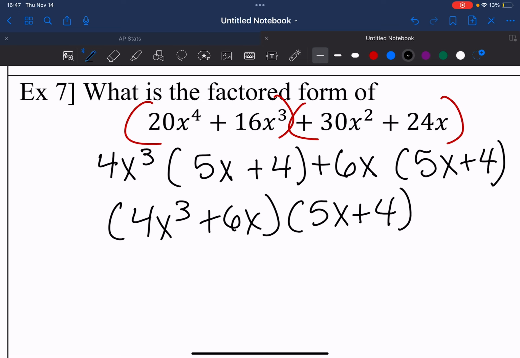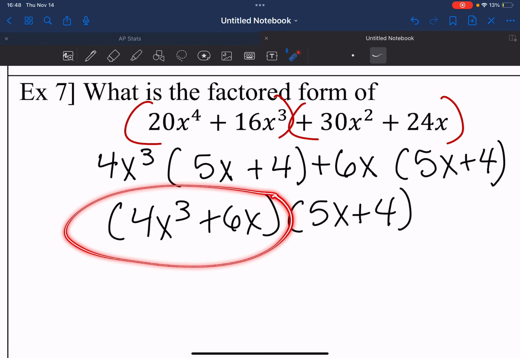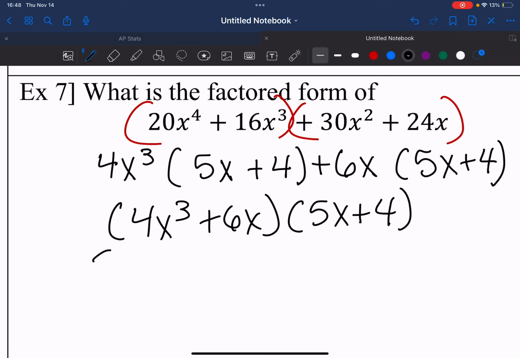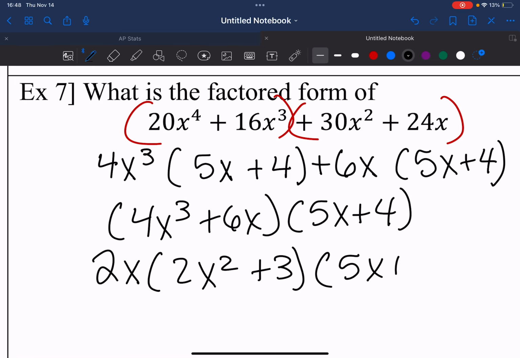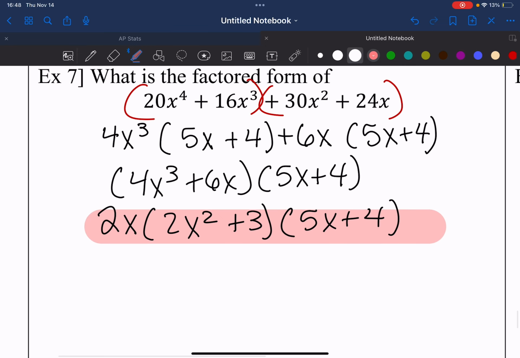Well, this cannot be my answer because if I look at this first parenthesis, it looks like I can still take out another GCF. So that's what I'm going to do. So I can take out a 2x, and I'm left with 2x squared plus 3, and then 5x plus 4. Now this is simplified. So now I just have to set each of them equal to 0.